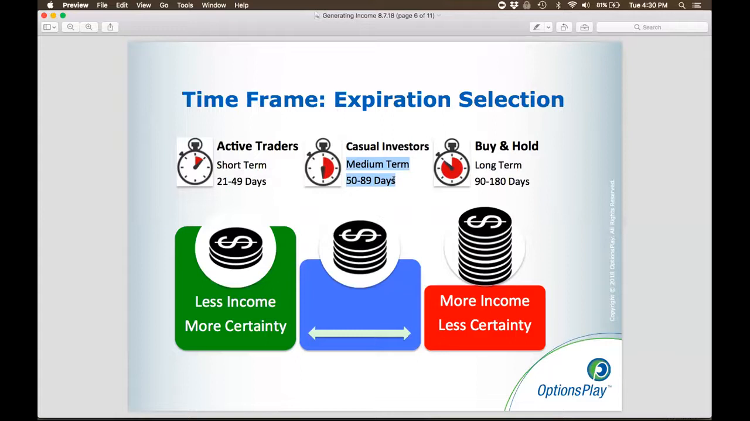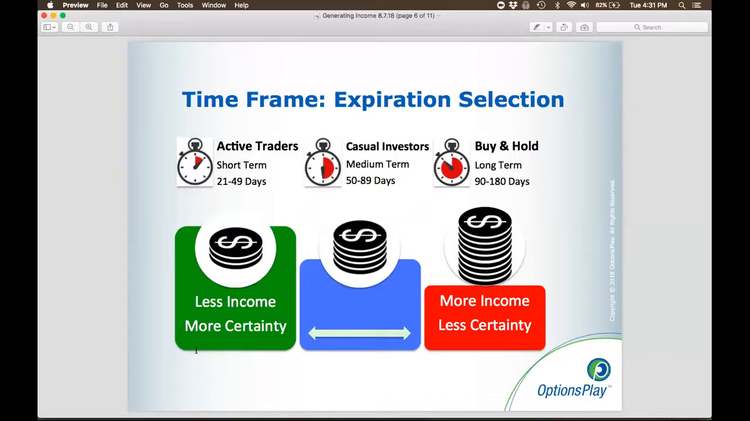So before we move on, make a mental note to yourself. Which one do you fall under? Because that helps you determine which expiration dates you would typically start off with when you're searching for these income opportunities. So let's talk a little bit about these three and how they affect the income that you receive.